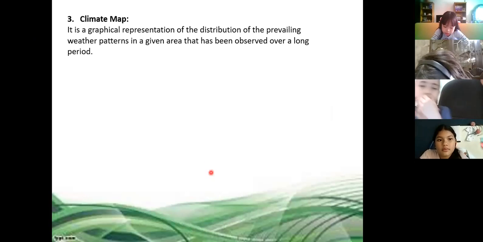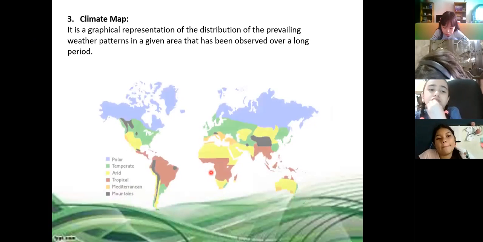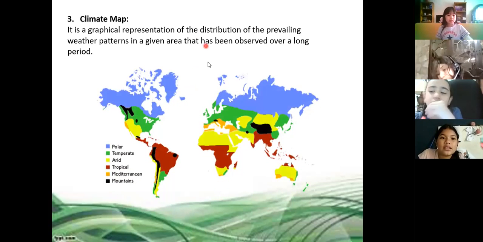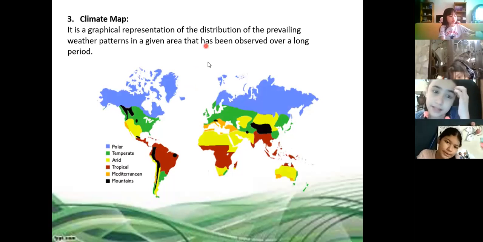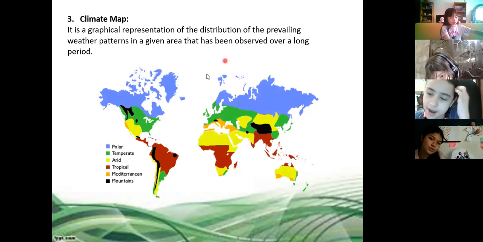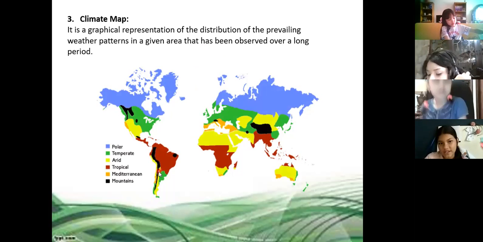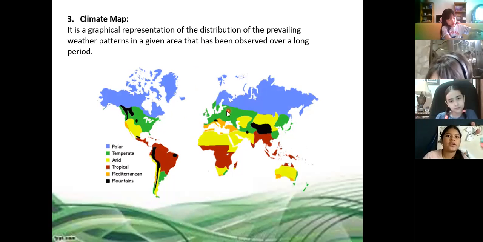Now, the number 3 is the climate map. What is a climate map? Remember, it represents the weather. It represents the weather patterns in the area that have been observed over a long period, like this. The climate map shows what the climate is like in these continents.